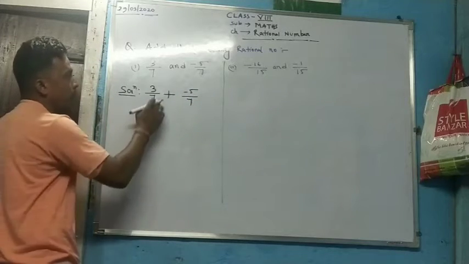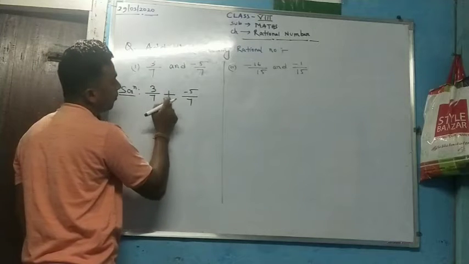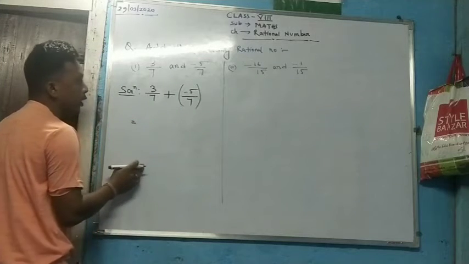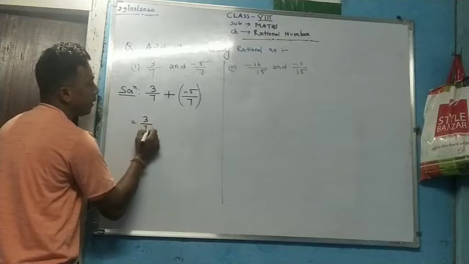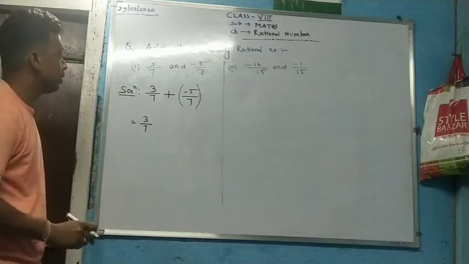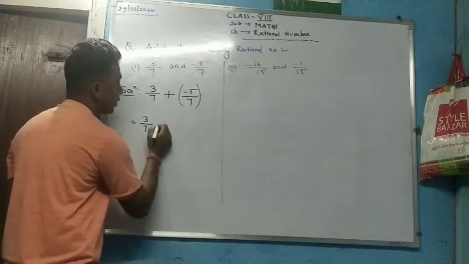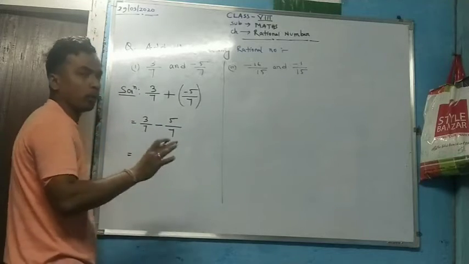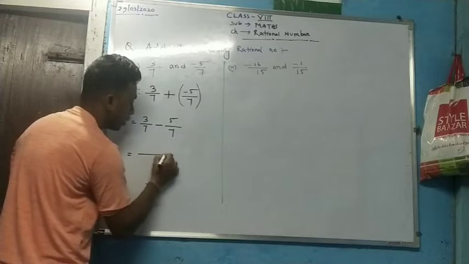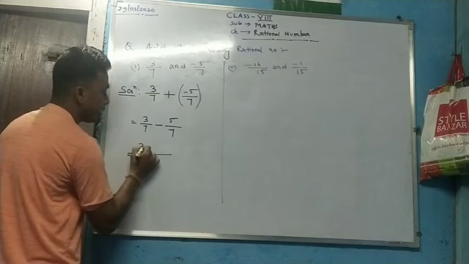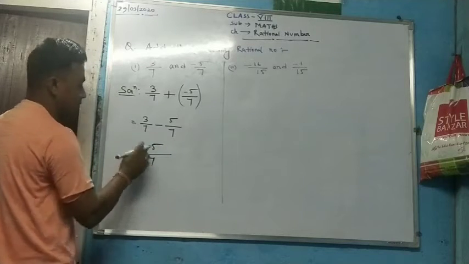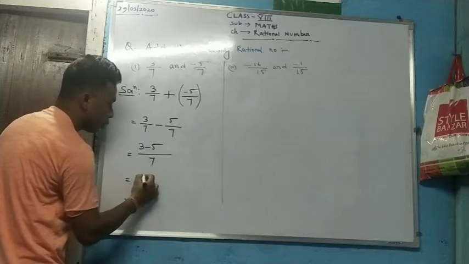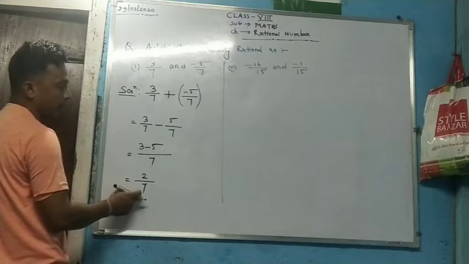One thing you have to keep in mind: the question is to add, so I have put the add sign, and two signs cannot be at the same place, so I have to give a bracket here. And you know one thing, 3 by 7 plus minus, what will it be? Plus and minus, plus minus is always minus, 5 by 7. And if the denominator is the same, there is no problem at all. We keep the denominator at this place and just write the numbers in the numerator.